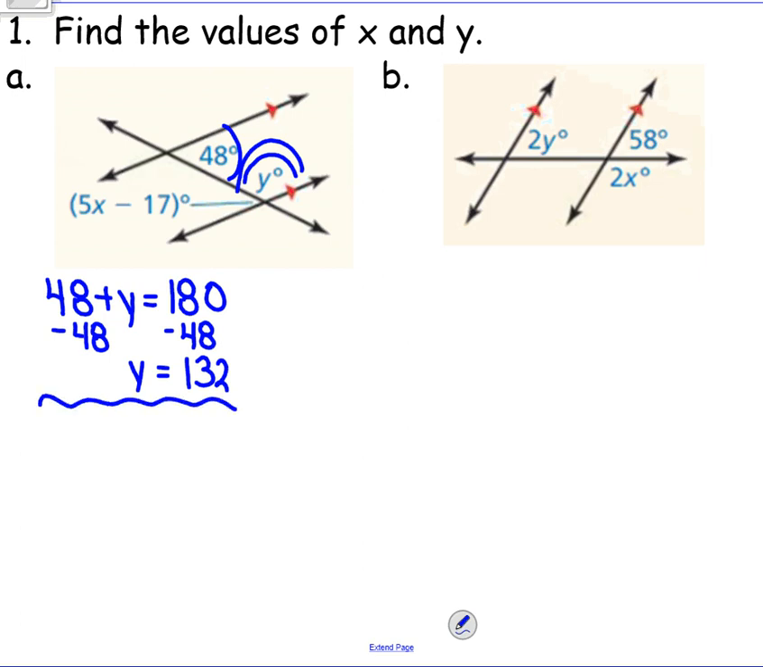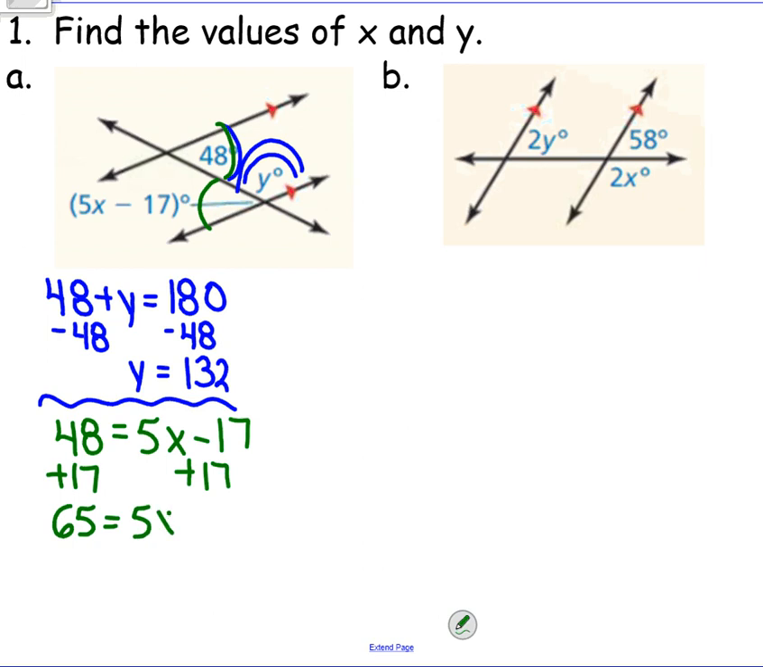Okay, something else I recognize is that the 48 degrees and the 5x minus 17, those are alternate interior angles, and alternate interior angles are congruent if the lines are parallel. So 48 would have to equal 5x minus 17. If you add on 17 to both sides, you should end up with 65 is equal to 5x. Divide both sides by 5. And we are left with the x value of 13. And that completes part A.